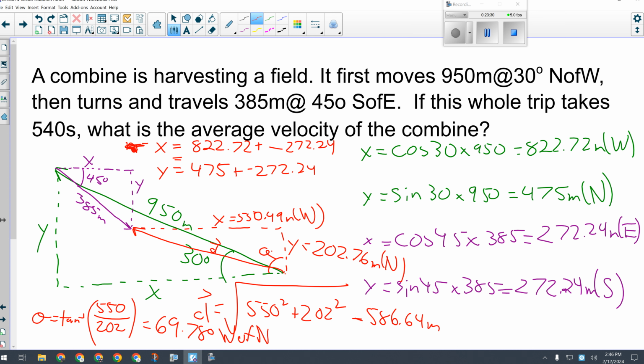What does the question ask for? Velocity. What did I just calculate? Displacement. They gave me one other piece of information: the whole trip takes 540 seconds. How do I calculate velocity? Total displacement over total time. So in this last kind of silly step, I take that 586, divide it by 540 seconds, and I will get my overall velocity with this same vector.